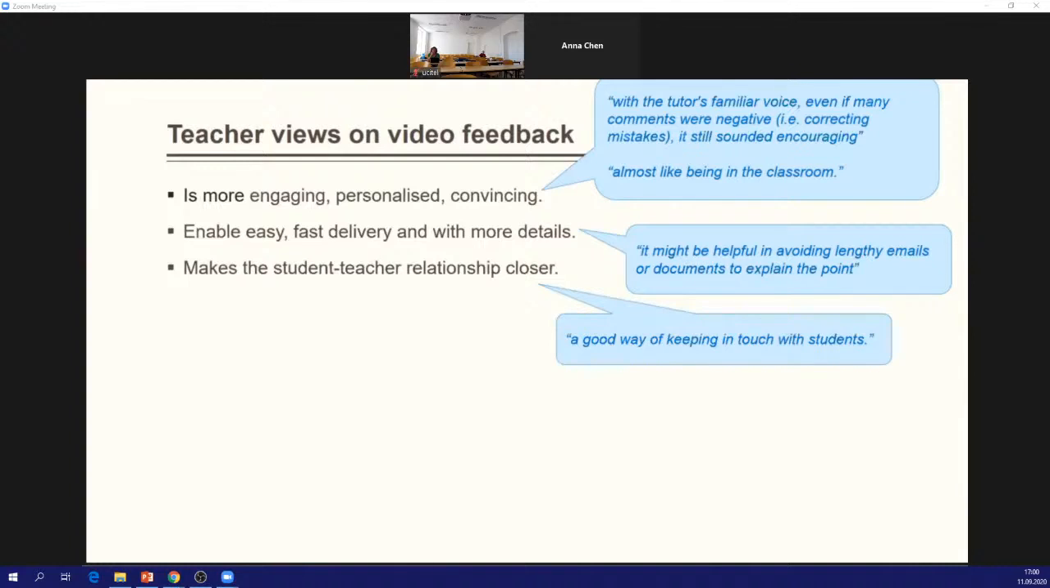All teachers believe that video feedback could make the student-teacher relationship closer, especially in the context that students were in another country and lacked interactivity with teachers. So video feedback was not only a good way of giving feedback, but also a good way of keeping in touch with students.